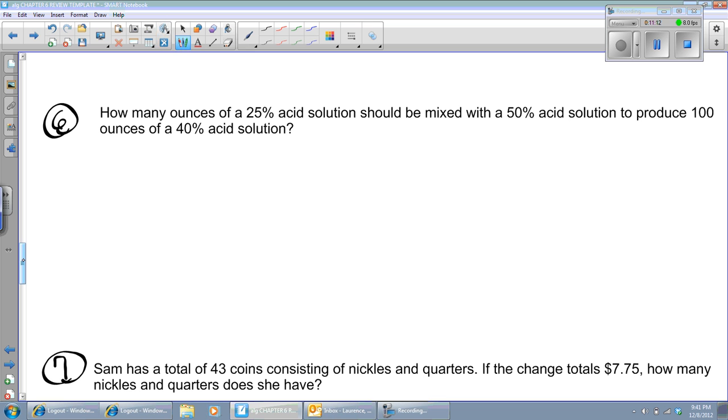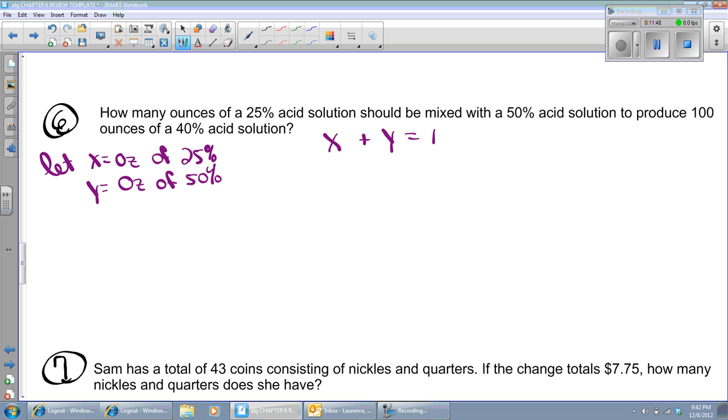Okay, let's do a couple story problems here. How many ounces of a 25% acid solution should be mixed with a 50% acid solution to produce 100 ounces of a 40% acid solution? Well, I'm going to let X equal the ounces of 25% solution. Y is going to equal the ounces of the 50% solution. And so my first equation is going to be X plus Y, and that's going to equal 100.